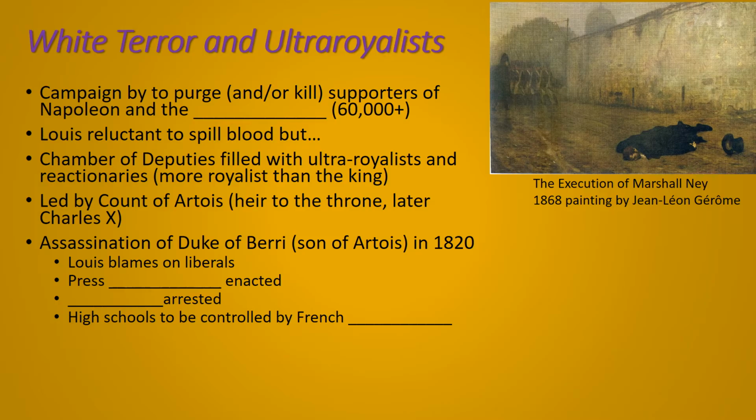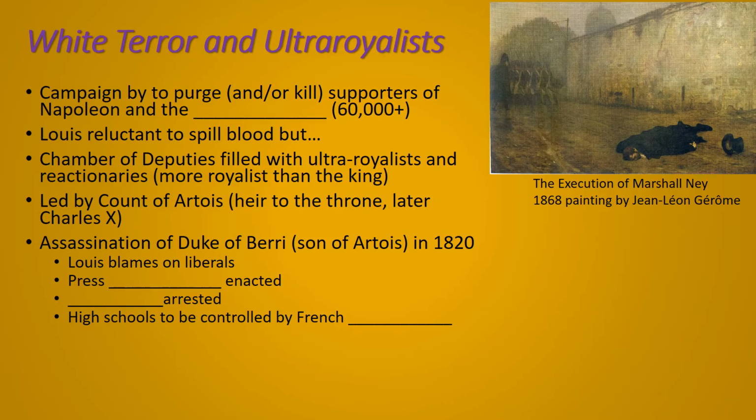When the elections come in, the Chamber of Deputies was filled with ultra-royalists and reactionaries. Remember, reactionaries want to turn back the clock. They were more royalist than the king was. They'll be led by one of his relatives, the Count of Artois, who was the heir to the throne. And Louis and the Count did not get along. They did not see the future as being the same. And Charles, when he becomes king, he's going to have a problem with the French people because he wants to turn back the clock. Louis will change a bit later in years.